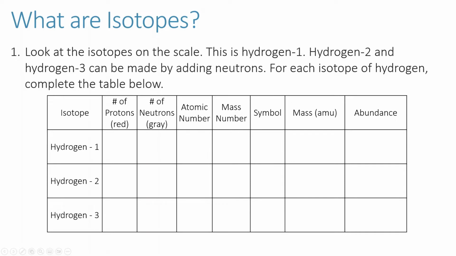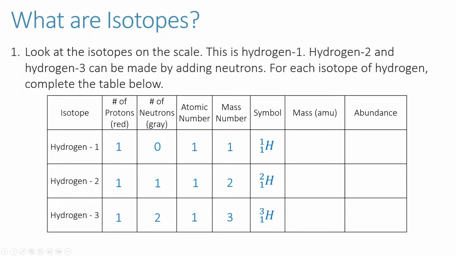So question 1 here, we are looking at different isotopes of hydrogen. So we have hydrogen 1, hydrogen 2, and hydrogen 3. Those are all made by adding neutrons. So the number of protons for all of these is going to be the same because these are all hydrogen. They have to have one proton, otherwise it wouldn't be hydrogen. Hydrogen 1 has no neutrons, hydrogen 2 has 1, and hydrogen 3 has 2.